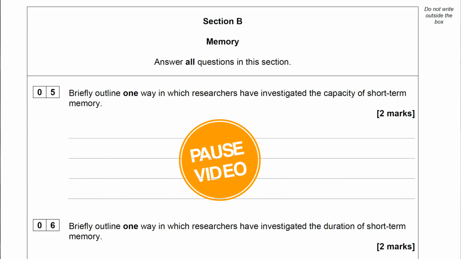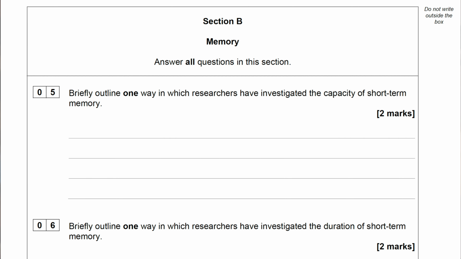Remember to pause the video and have a go at the questions yourself first, looking for the command words, topic and marks available before I walk you through it. In the memory section for this paper there are 3 short questions and a 60-mark essay with application. Question 5 says, briefly outline one way in which researchers have investigated the capacity of short-term memory.